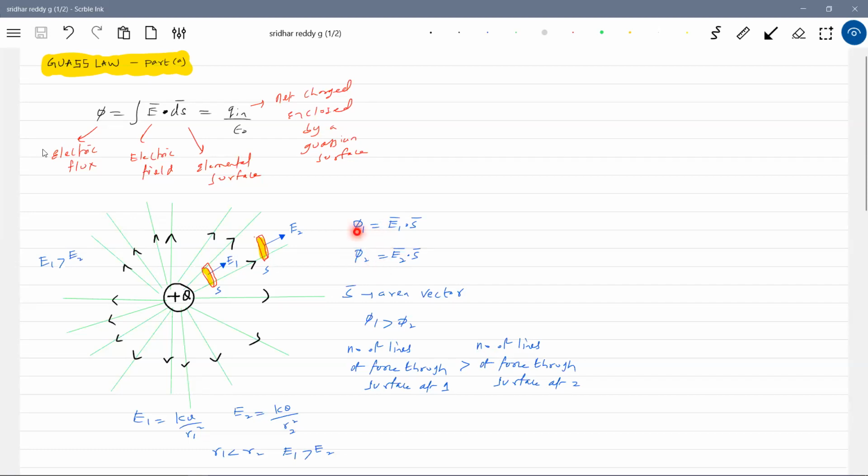So what is electric flux? Electric flux, what can be the unit for this? What is the unit for electric field? Volt per meter. So volt meter, we can write it. What is the electric field? Electric field will be volt per meter, and there is a meter square. So the unit will become volt meter.